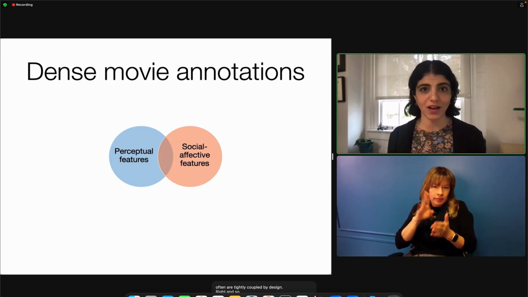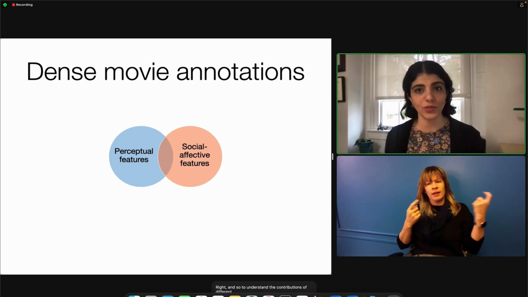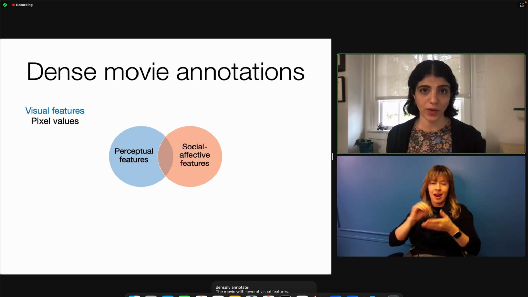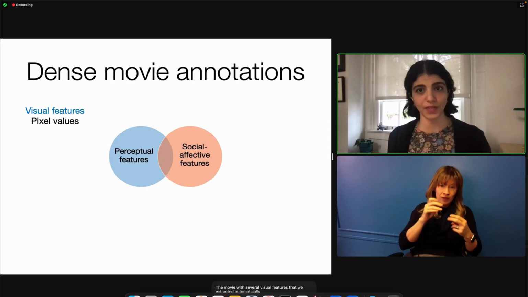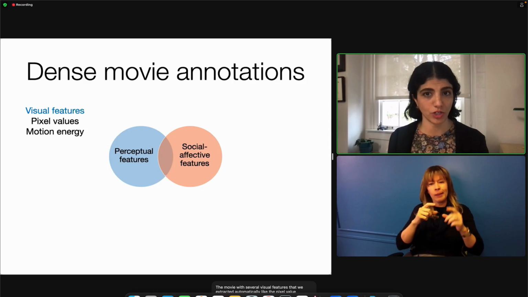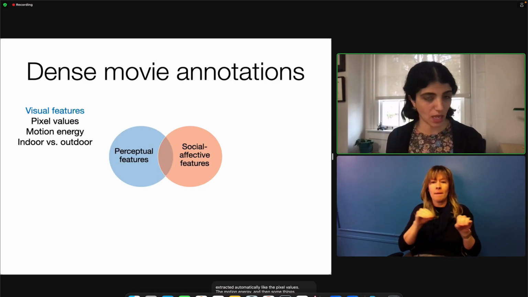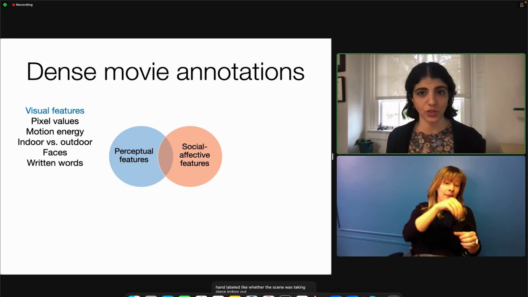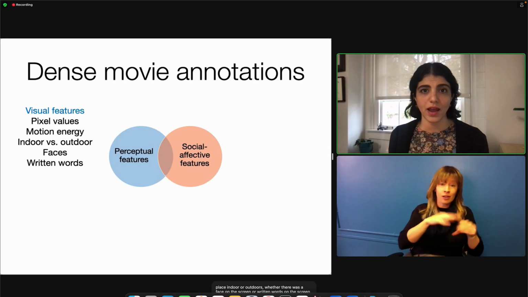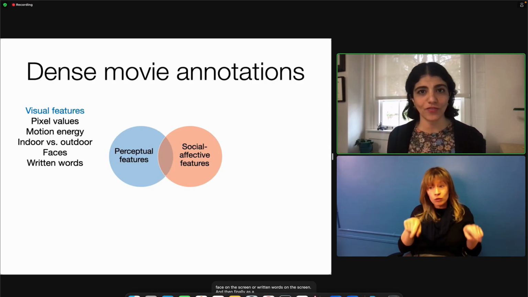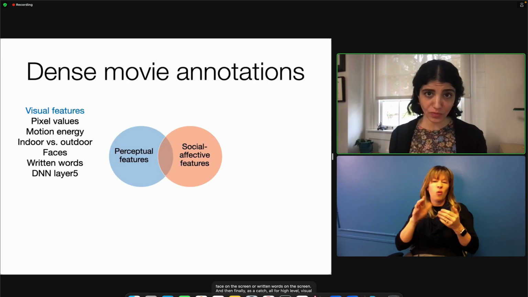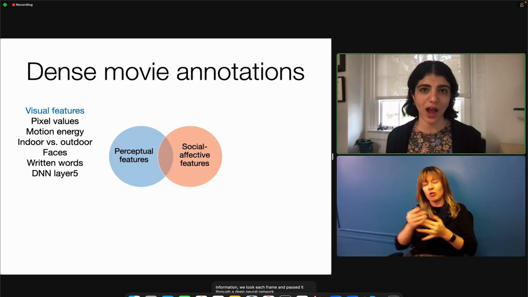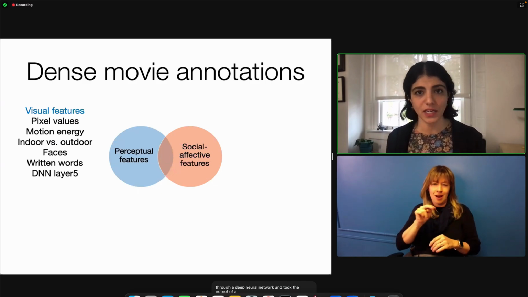And so to understand the contributions of different features, the first thing we did was densely annotate the movie with several visual features that we extracted automatically, like the pixel values, the motion energy, and then some things we had hand labeled, like whether the scene was taking place indoor or outdoors, whether there was a face on the screen or written words on the screen. And then finally, as a catch-all for high-level visual information, we took each frame and passed it through a deep neural network and took the output of a late-stage convolutional layer.